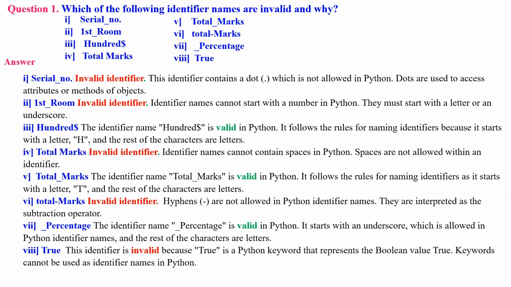Seventh question. Underscore percentage. The identifier name underscore percentage is valid in Python. It starts with an underscore, which is allowed in Python identifier names, and the rest of the characters are letters. Eighth question. True. This identifier is invalid because true is a Python keyword that represents the Boolean value true. Keywords cannot be used as identifier names in Python.